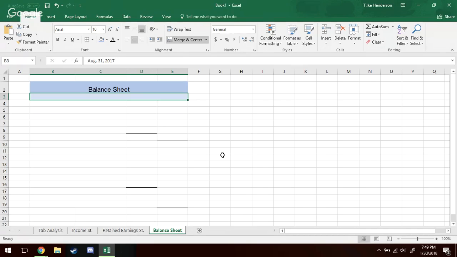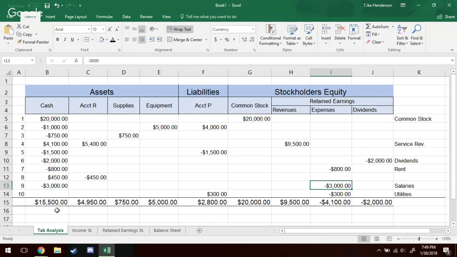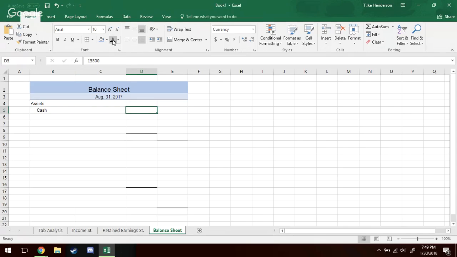If you recall, balance sheets are dated differently. Instead of a period, they have an ending date. So all we need to put is August 31st, 2017. Now we need to start with our assets. If you recall, assets need to be recorded in order of liquidity. So we will be including our cash first. From our tabular analysis, we know that our cash account is at $15,500. So let's include that in our balance sheet.